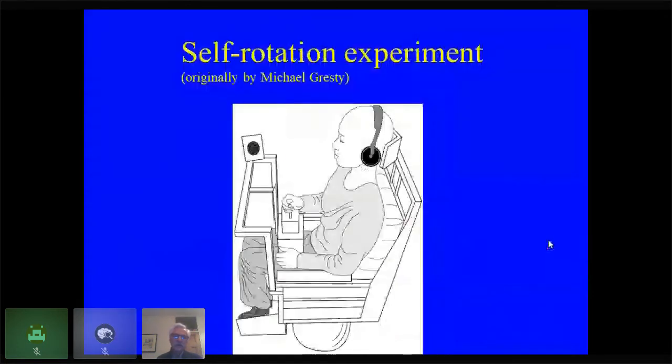Much of this work has used this experiment that my colleague Michael Gresty devised many years ago. We call it the self-rotation experiment. The subject sits in a rotating chair. The rotating chair is controlled by the computer, so you give a rotational stimulus, say 90 degrees to the right, in the dark and with no hearing cues. The subject brings himself or herself with the joystick back to the starting position. That would be a return to start, like a path reversal scenario.